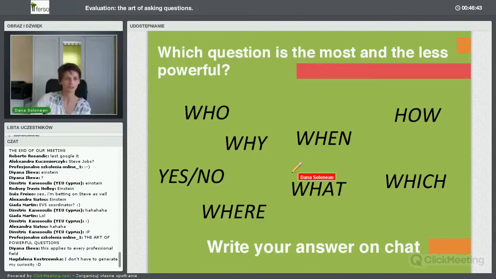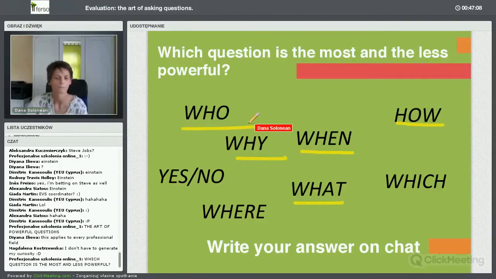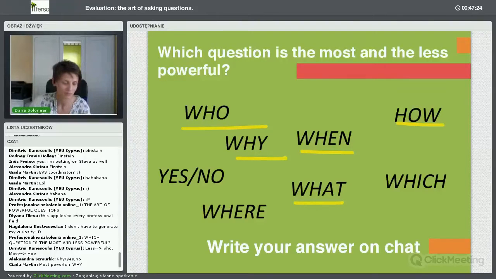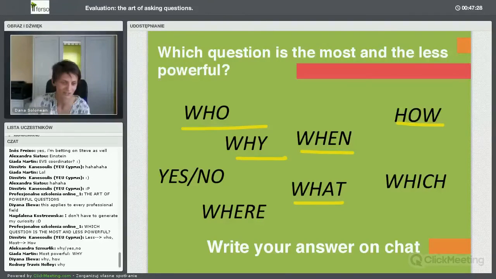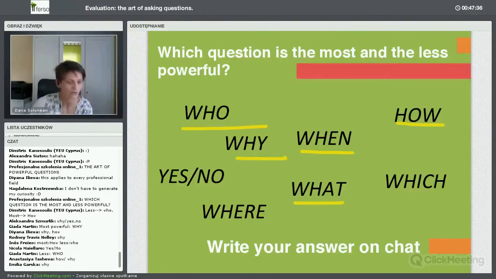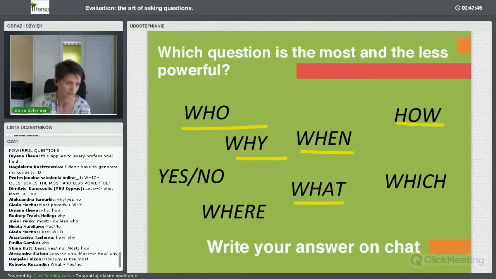And now I would like to invite you to our next activity. The task is to write in the chat which question is the most powerful and the least powerful. In your opinion, which one of these words makes the most powerful question or the least powerful question? Dorota is helping me. Less who, most how. Okay, thank you. Most powerful why. Yes, no, I understand that is the least powerful. Most powerful how, less powerful who. Just do it instinctively. There is again no right or wrong answer, just do it instinctively.